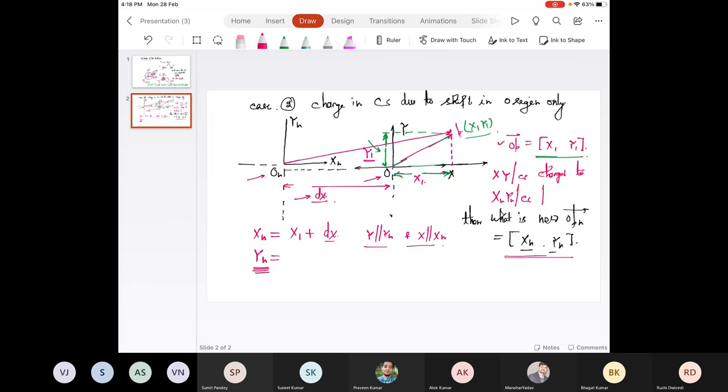Now yn, what will it be? See, it is shifted in the upward direction. So this length is also given. That is dy. So y1n will be equal to y1, that is this length. This length will propagate as it is, and it is in the upward direction. So in that case, y1 plus dy. Is it clear? Because this entire length is y1.